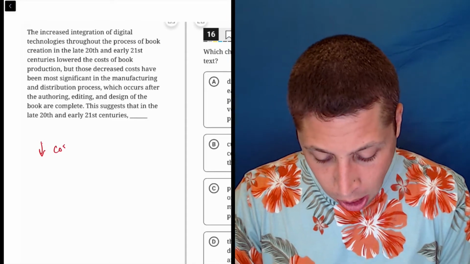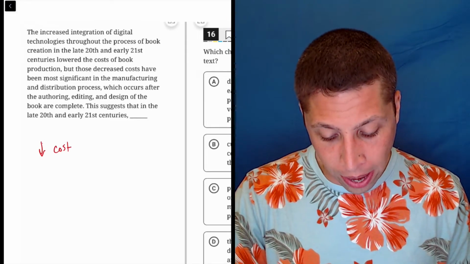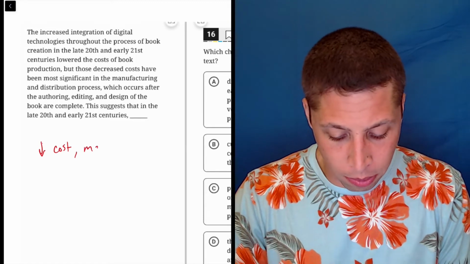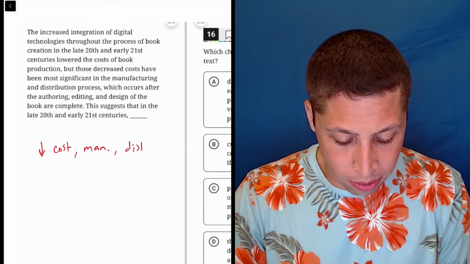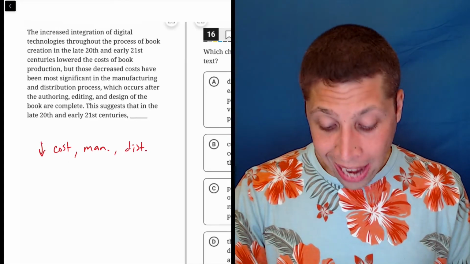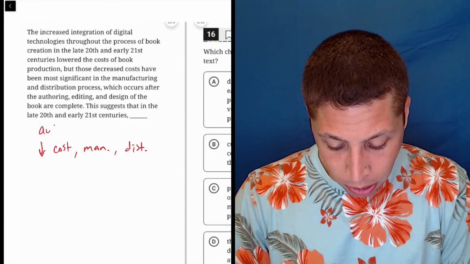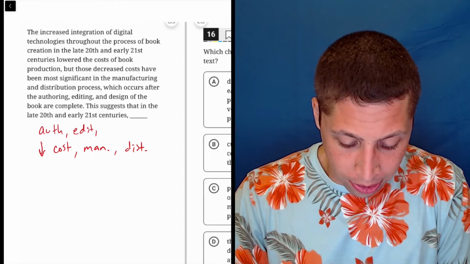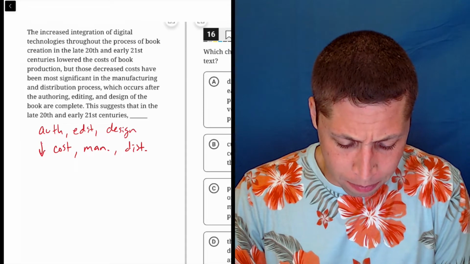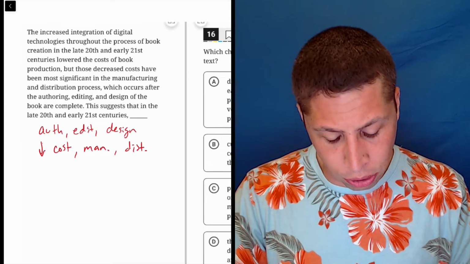So lower cost. But those decreased costs have been most significant in the manufacturing and distribution process. So manufacturing, distribution, which occurs after the authoring, editing, and design of the books are complete. So authoring, editing, design, and what do they say about those? Nothing.